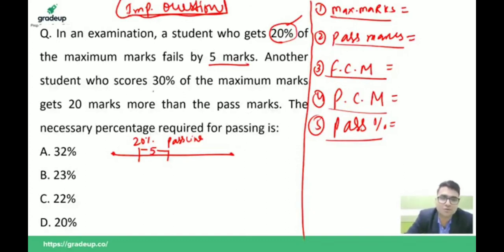Another student who scores 30% of the maximum marks gets 20 more than the pass marks. Okay, 30% gets 20 marks more than the pass line. Now we have to find the necessary percentage required for passing. So this is 20%, this is 30%. So this is a 10% gap, and the marks gap is 5 here and 20 here. That is 25.